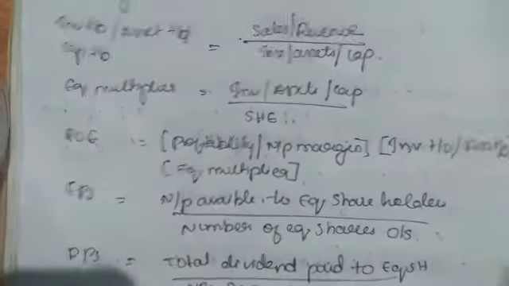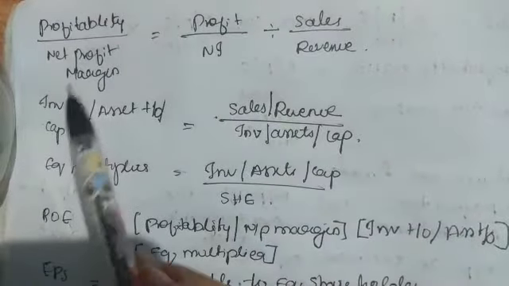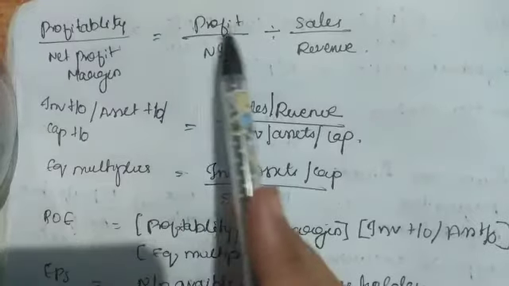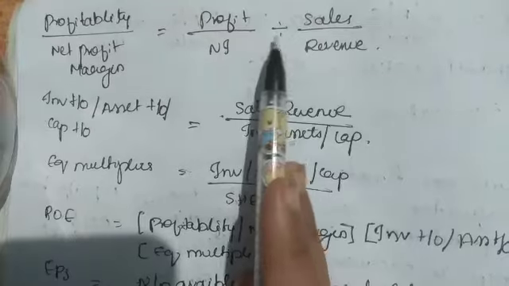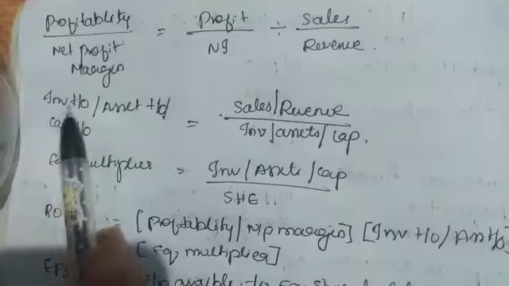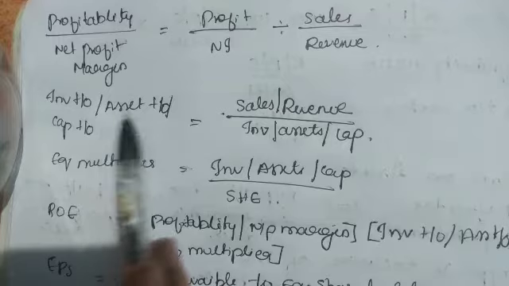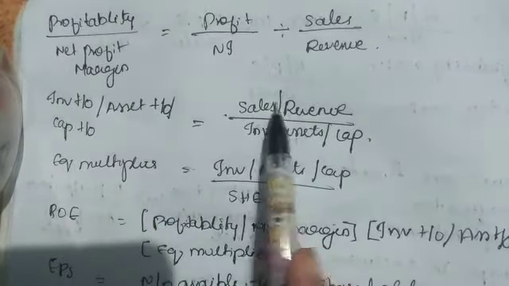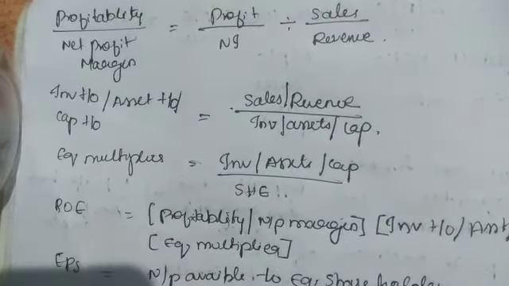Actually, this part is huge, so you have to bear with me. The next part is profitability. Net profit margin is equal to profit divided by net income, or sales divided by revenue. This is easy. Investment turnover or assets turnover: as usual, turnover will be in the numerator and assets, or investment or capital, whatever it is, will be in the denominator.